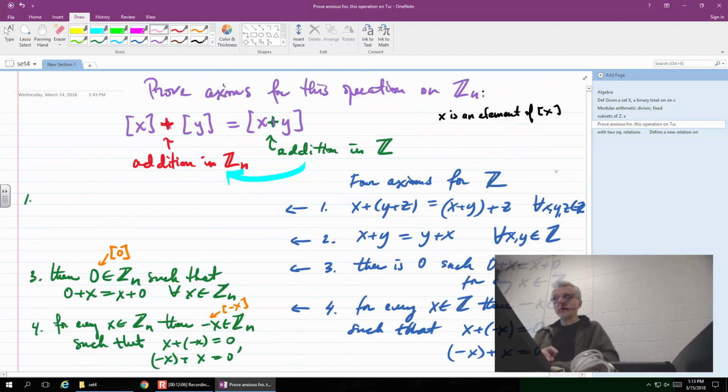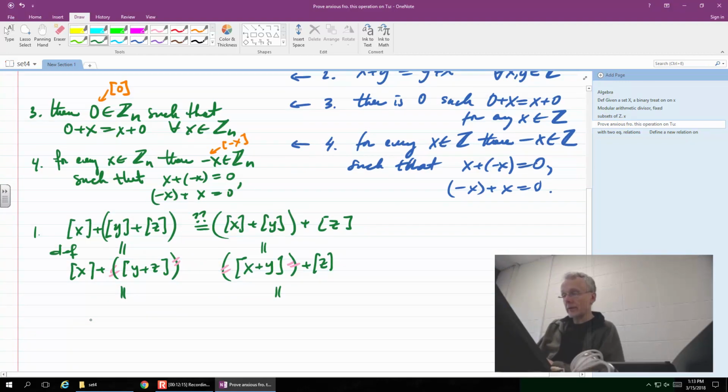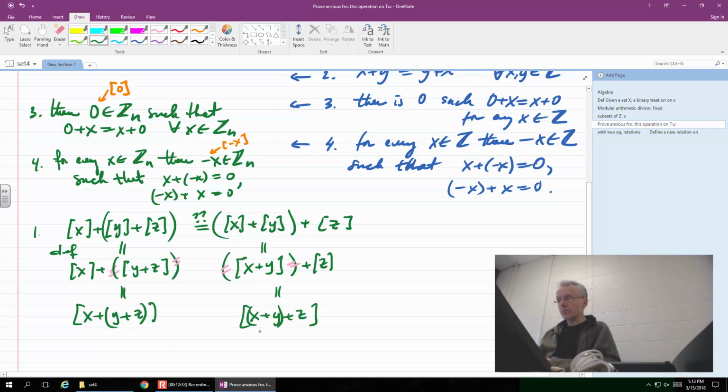And then carry out addition. Once again, I'm looking at the definition of the operation. This is my definition. I'm rewriting it as the equivalence class of x plus y plus z, and the same thing here, the equivalence class of x plus y plus z. Let's put parentheses where they belong, like this. Now these two are equal by axiom 1 for Z. So we're using the definition twice. Well, actually, we're using it 4 times, 1, 2, 3, and 4, on both sides.